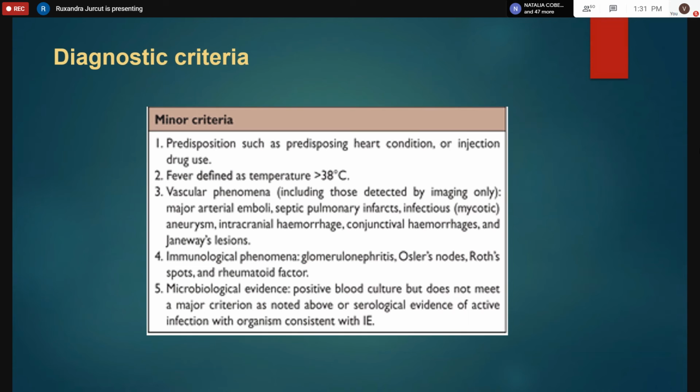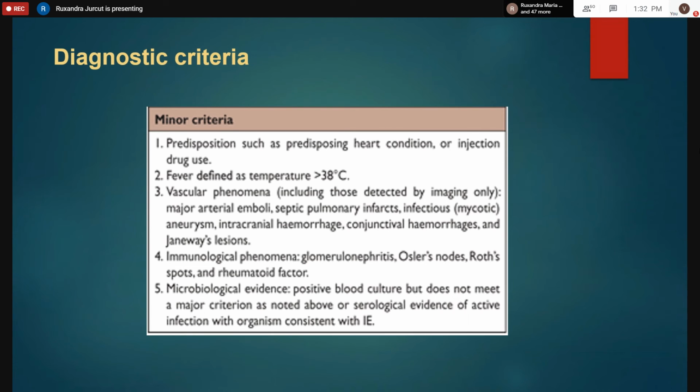There are 5 types, so 5 sets of minor criteria. One is to have a predisposing heart condition or to be an IV drug user. So if you already are known to have mitral valve prolapse, for example, then there is a valvular heart disease which might predispose to endocarditis. The second minor criterion is fever, more than 38, not 37 to 38, but more than 38.